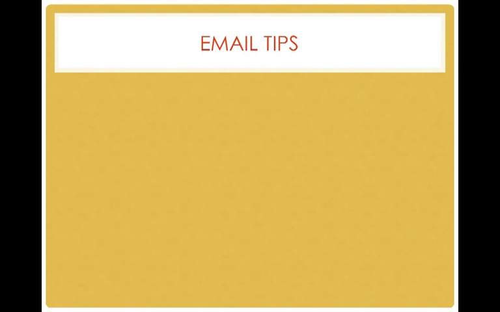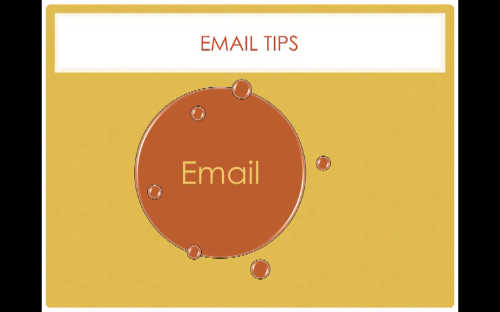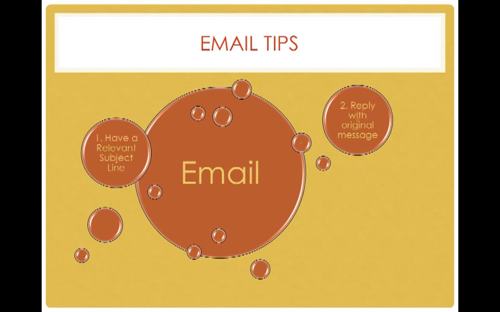Here are some specific tips for writing email. First, make sure that the subject line of your email is relevant. Your instructor and classmates should be able to tell what the topic of your email is just by glancing at the subject line. Second, when replying to an email, choose to include the original message in your reply for easy referral by the originator. Third, before you send your email, review it to make sure that it says exactly what you want it to say.